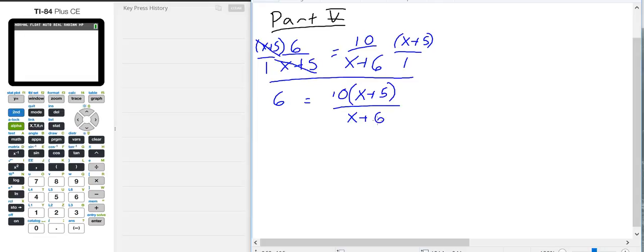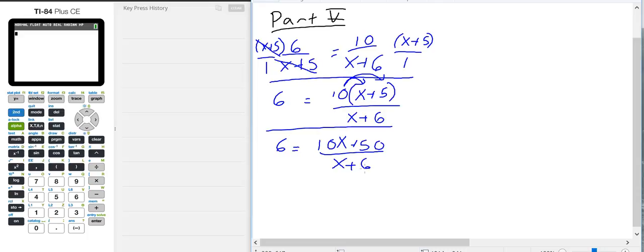Now we could distribute the 10 over the x plus 5. So 6 is equal to 10 times x is 10x. 10 times 5 is 50. 10x plus 50 over x plus 6.